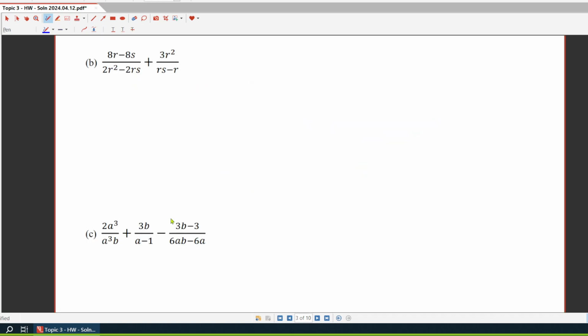Okay, question B. Again, if you need more time, just let me know, okay? Otherwise, I'll just jump to the next one. Okay, and in this question, the common denominator is, well, if you rewrite this using the factorized form, you can see that's actually 2r times r minus s, right? So this denominator is r times s minus 1.